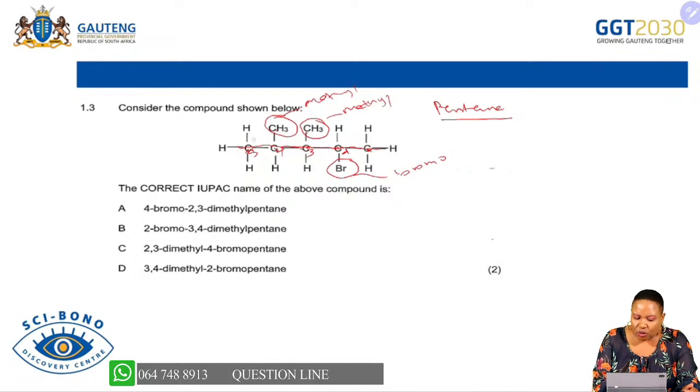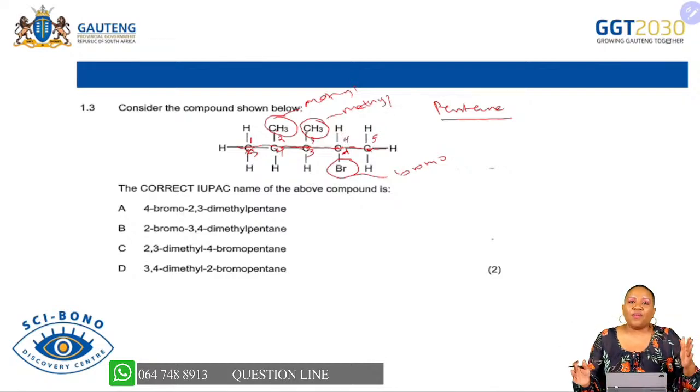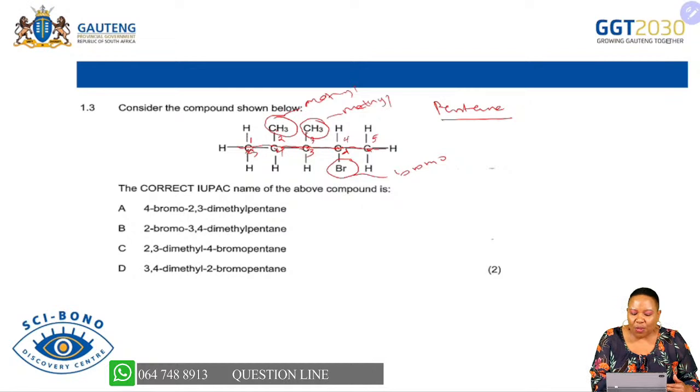When we start from this side, it's going to be 1, 2, 3, 4, 5. Our methyl is on carbon number 2 again. So both methyl and bromine are occupying the same positions. There is no one occupying a lesser or a greater position than the other. So now the next thing is that we look at carbon number 3. Both sides are the same, so there is no side that is most substituted.